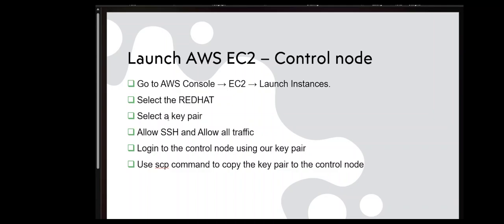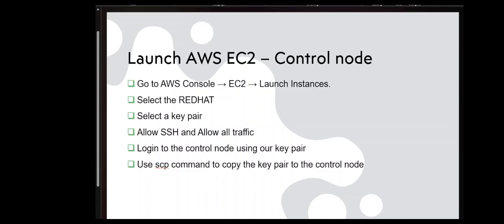So we need to select a key pair. Okay, this is important too. We need to allow SSH and allow all traffic as part of your security group. Of course, you also need to log into your control node using your key pair, right? And I will also show you how you can use the secure copy command to copy your PEM key from your local computer to your control node.